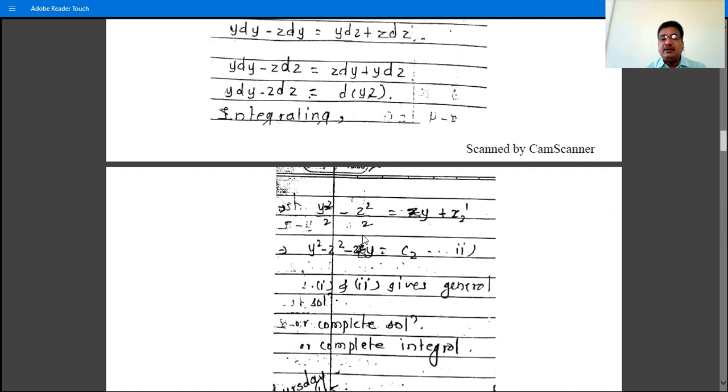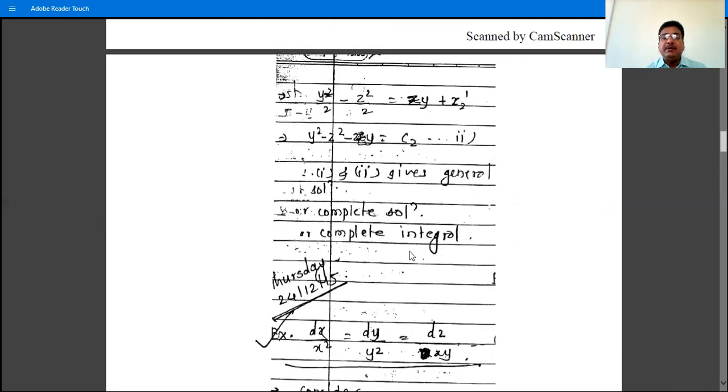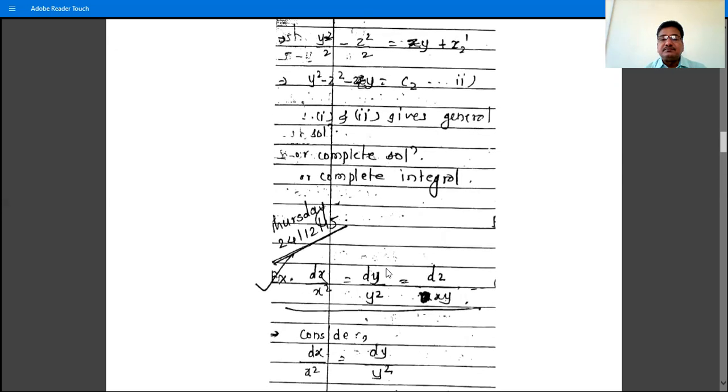z into y is equal to c2, and so 1 and 2 give the general solution of the given differential equation, or the complete integral of the given differential equation. It is also called the complete solution, and is also called the primitive of the given differential equation.